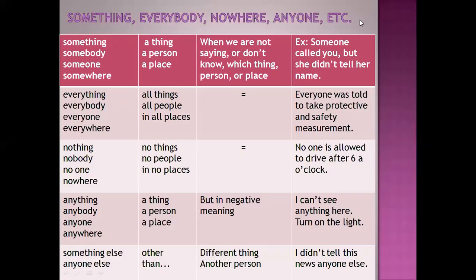Okay, have a look at the screen. There are pronouns written on the top: something, everybody, nowhere, anyone. So let's have a look. Where do we use them, how do we use them, and what is the difference between them? I'm sure you are very familiar with these pronouns, right? Have a look at something, somebody, someone, somewhere. This is one group. It is about a thing, a person, or a place.